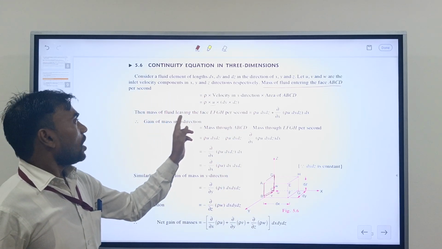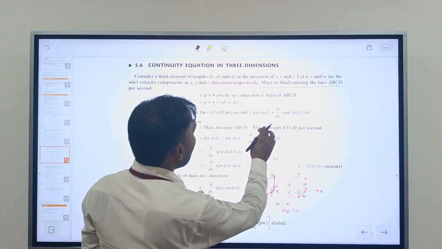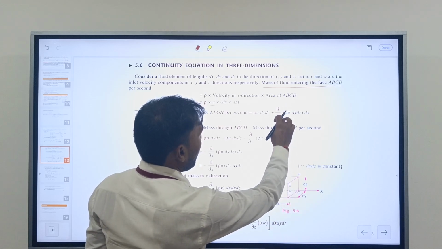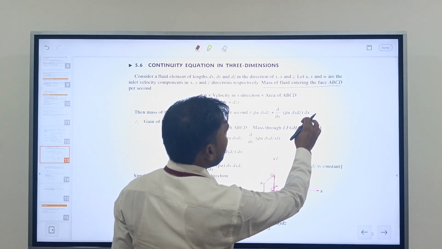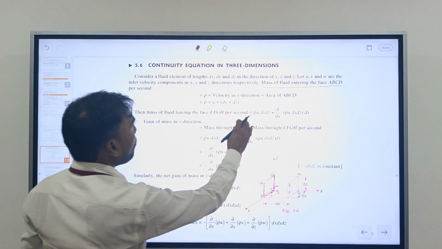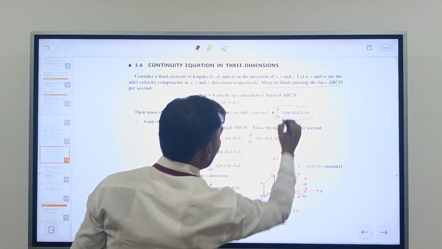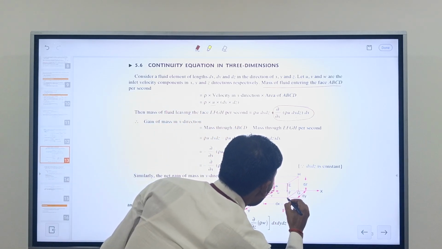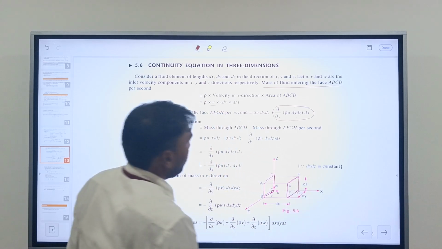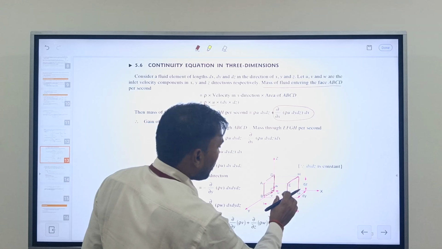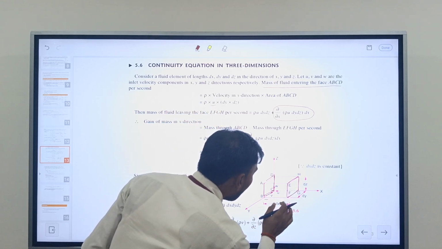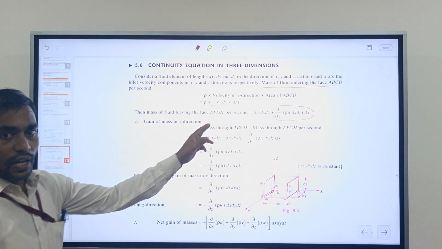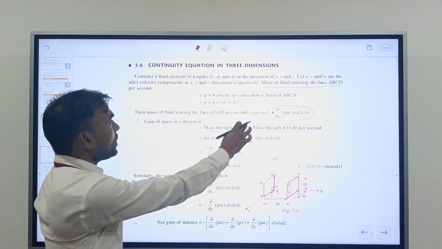Then the mass of fluid leaving the face EFGH per second will be rho u dy dz plus del by del x of rho u dy dz into dx. This value increases due to the fluid flow passing through this length. So this is the mass of fluid leaving through this face per second.